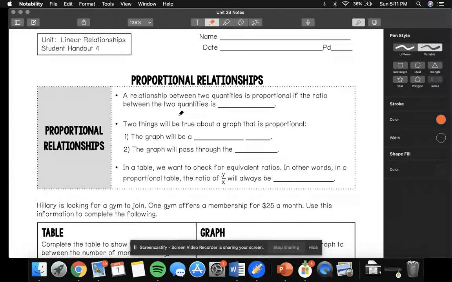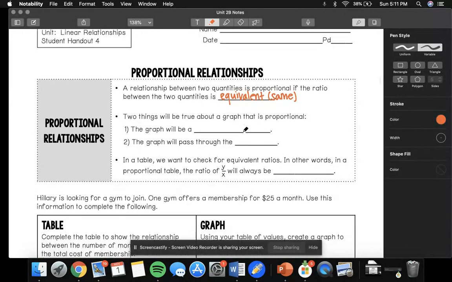So a proportional relationship is when two quantities have a ratio that are equivalent. Equivalent just means equal or the same. So if we have two quantities with a ratio that are the same, we would call them proportional.